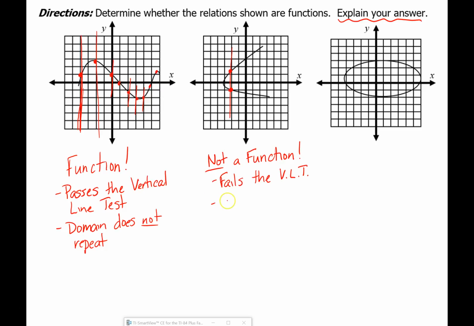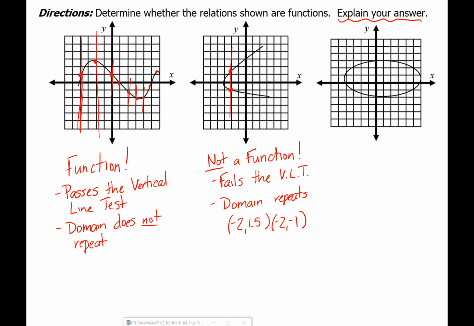You could also say that the domain repeats as an explanation. It repeats because if we look at these ordered pairs, -2 is the x value for two different ordered pairs. It is at, what is that, like 1.5 maybe, at (-2, 1.5), and down at (-2, -1).